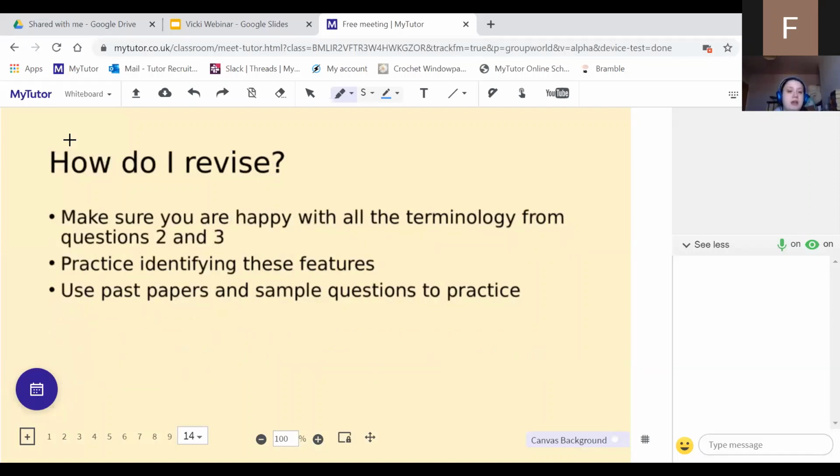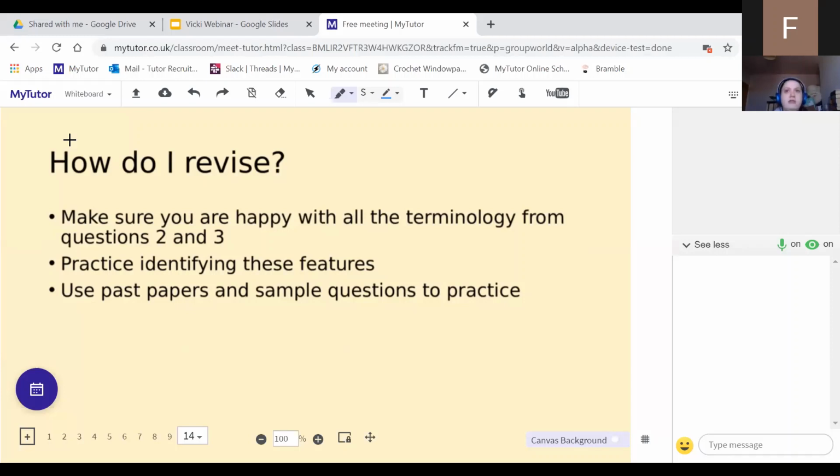just in case your quality drops. So in terms of revision, I would say make sure you are happy with all the terminology for questions 2 and 3, because that's what you will be using and applying. There's other stuff you can talk about as well. So for example, yesterday I said that epiphany had come up, which is something that we haven't talked about for question 2 and 3. I would say practice identifying those features.